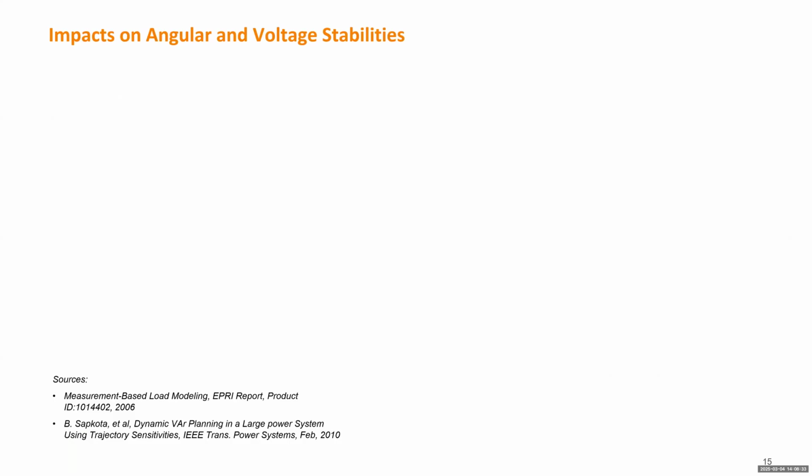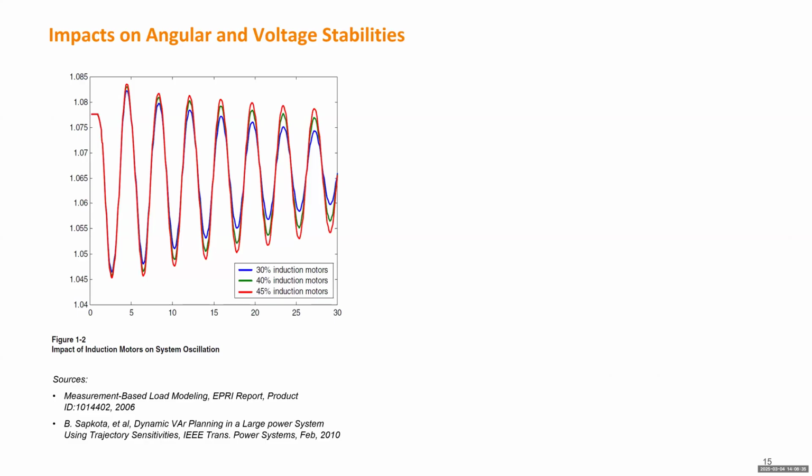Impacts on the angular and voltage stabilities. This is one study done by EPRI, almost 19 years ago. Okay, just compare different percentages of induction motors and how that can change the system damping. So the red curve has 45% of the load as induction motor, and the blue curve only has 30%. So when you increase induction motor, that makes the system tend to swing more.